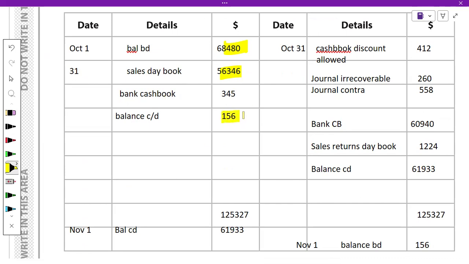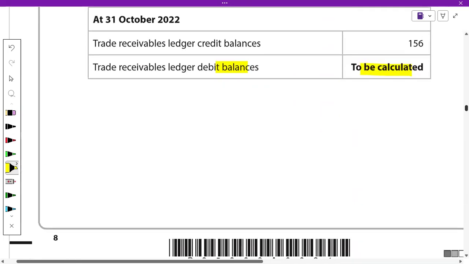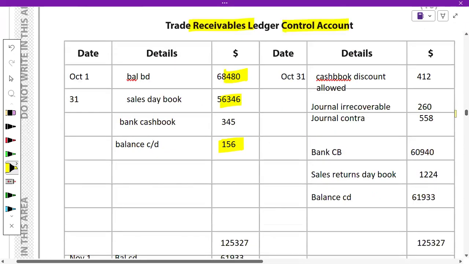Okay, so we have this balance c/d in the question, but we have to find out. No, this is not the balance c/d; this is the trade receivable balance carried down, which is 156. Okay, so we allowed some discount. Whenever we allow discount, discount allowed would be debit and trade receivable would be credit. So that's why it is written here. And this is irrecoverable debt, and this is a contra entry.